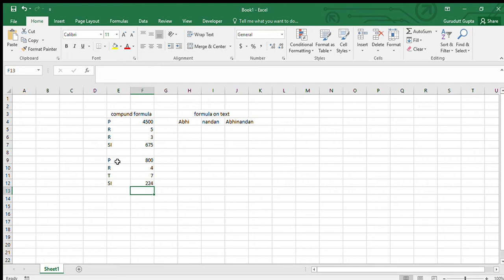We can also use this formula on plus, minus, and other operations of mathematics.